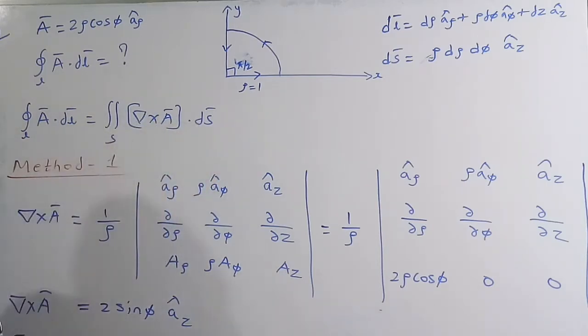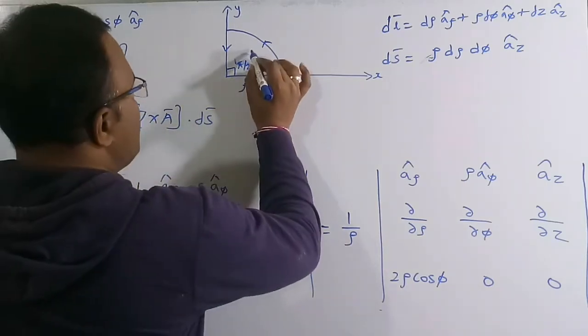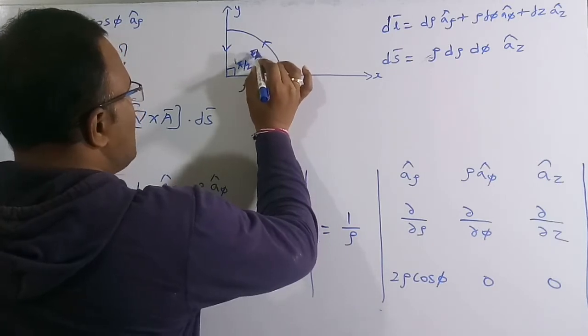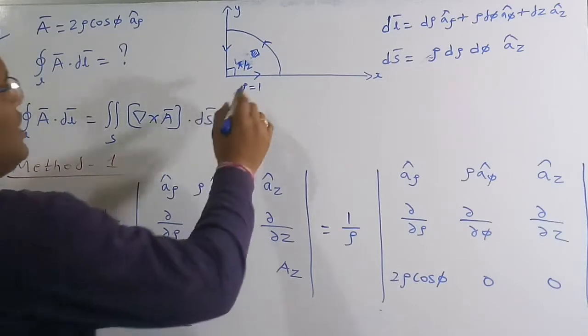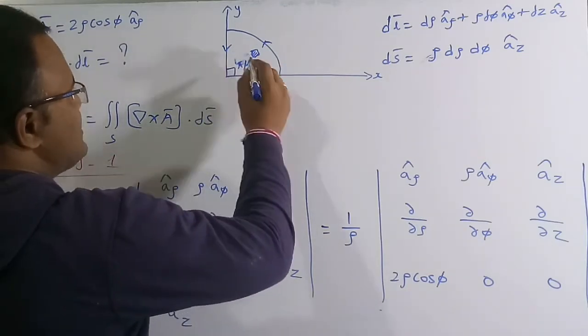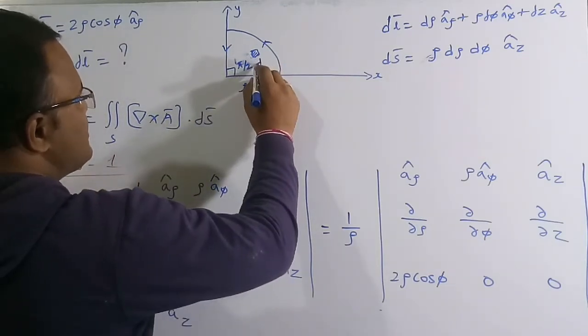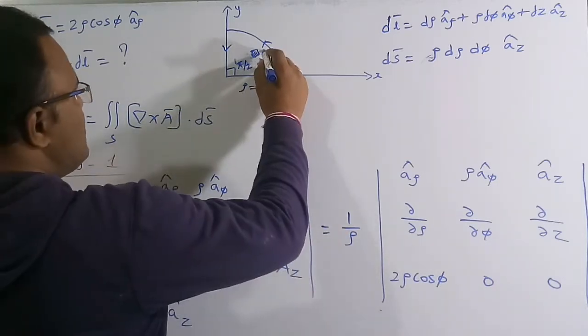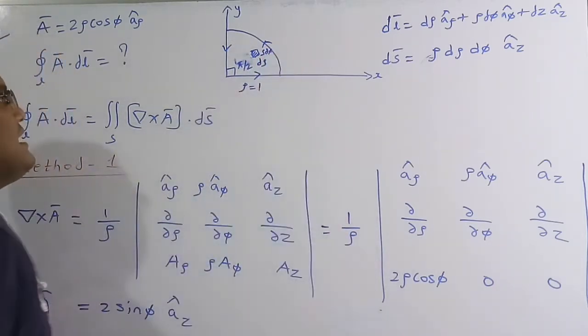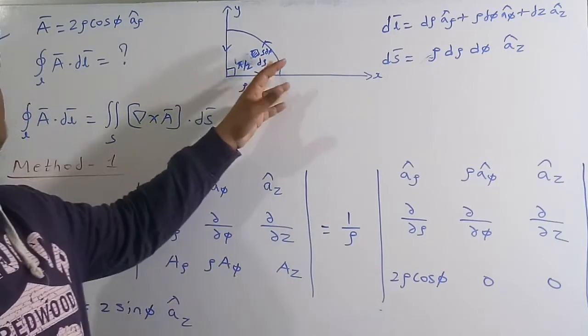Now, what is ds bar? ds bar is nothing but a small amount of area in this contour. Here it is changing in the rho axis and also in the phi axis. The change in length in the rho axis is d rho, and the change in length in the a phi axis is rho into d phi. Therefore, the area is d rho into rho d phi a z cap.